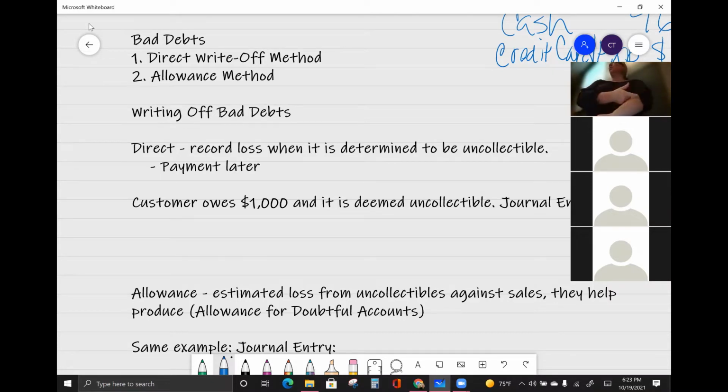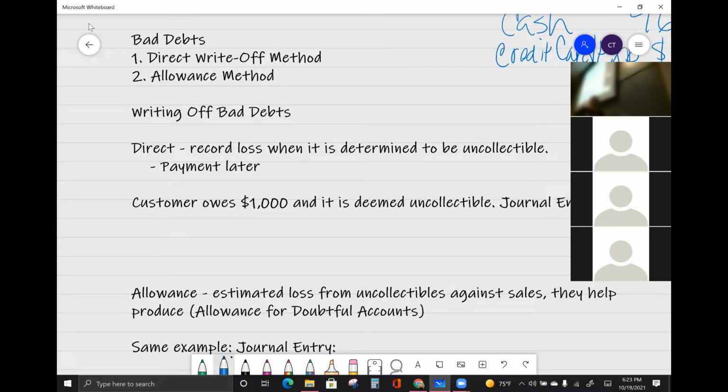Okay, then there's something called the allowance method. Allowance method is a little bit different. It's not something that I'm going to determine during the year. Oh, this one's not collectible, I need to do this. Those types of things will happen, but that's not how I'm going to record my expense.